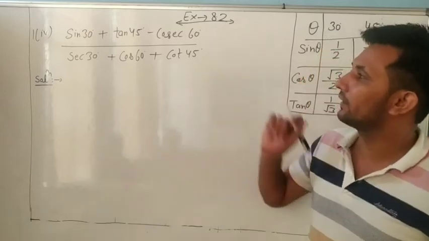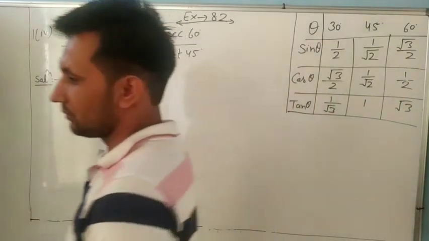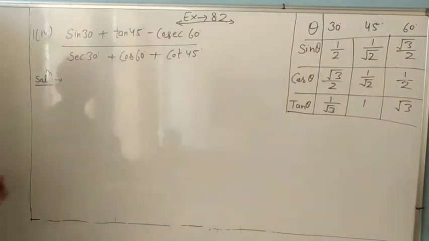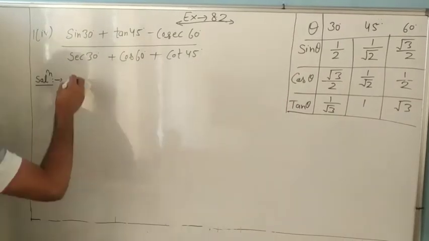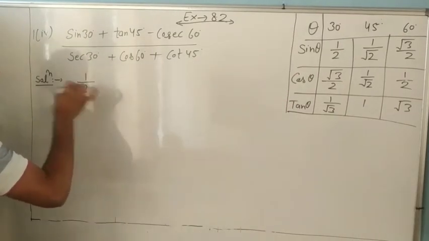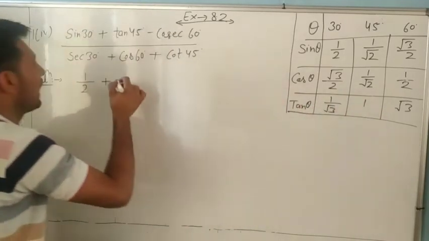Always remember this. Some students asked me about the fourth part, so look at how to solve it. It is a calculation part, nothing more. Look at sine 30. How much is sine 30? 1 upon 2. Step by step. Plus 1, tan 45 is 1.